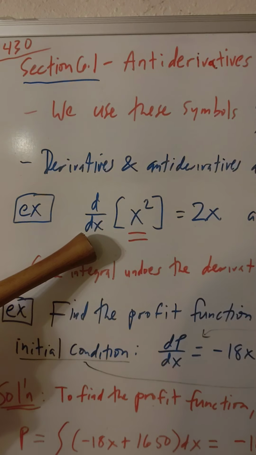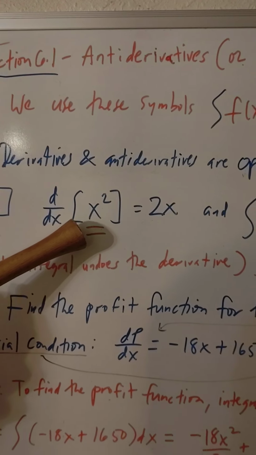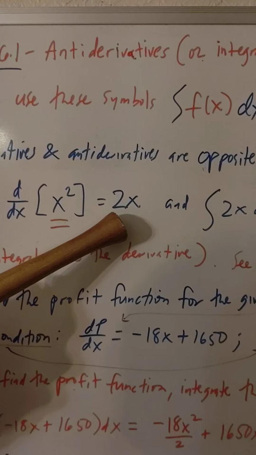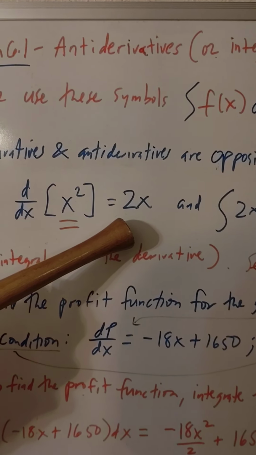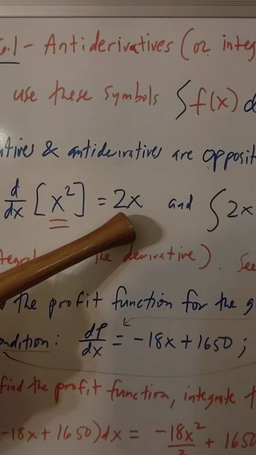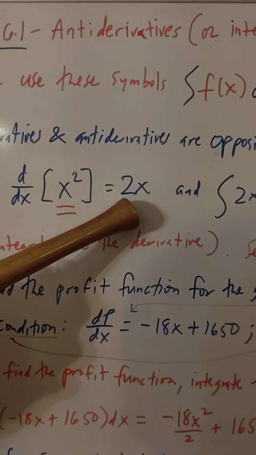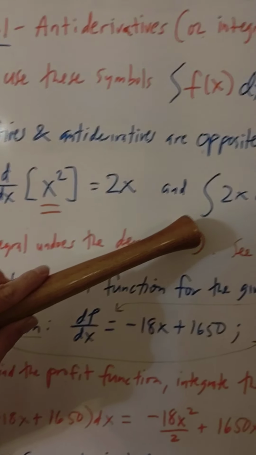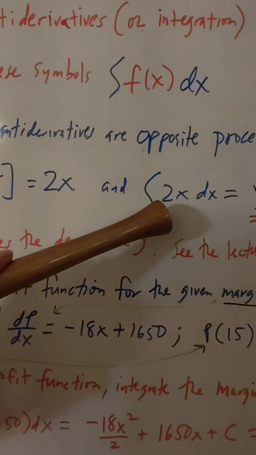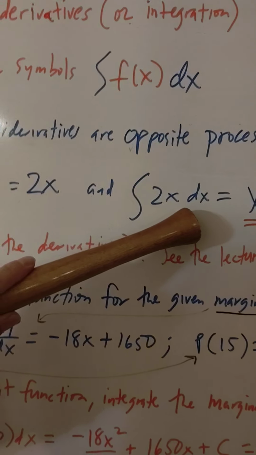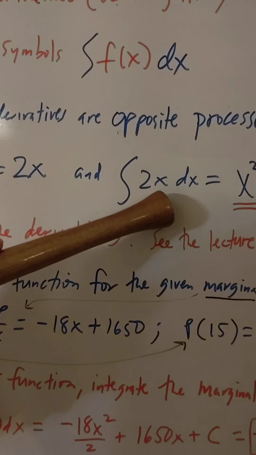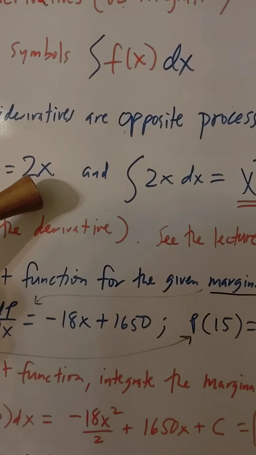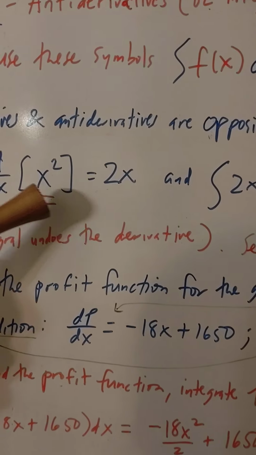d dx means you take the derivative. So what's the derivative of x squared? By the power rule, it's 2x. Now, suppose you know the derivative and you want to get back to the original function. What you do is you take the antiderivative of your answer, 2x dx. This means the antiderivative, because this is the derivative. If you do the antiderivative, you should get back to x squared.